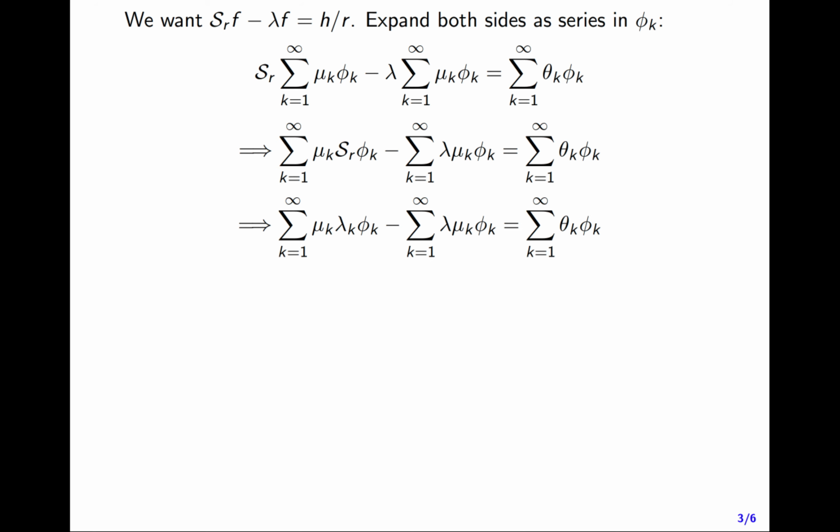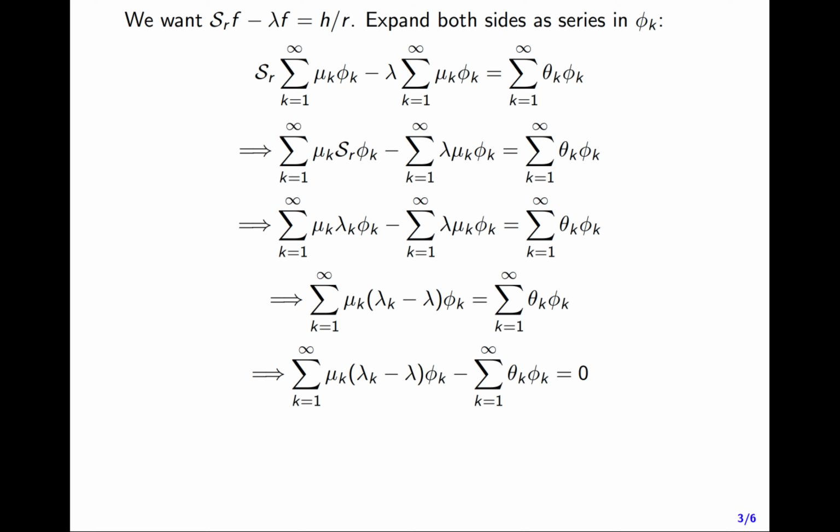Okay, what does S_R do? S_R on phi k, well, this is an eigenvector relation. So now I have the sum from k equals 1 to infinity mu k lambda k phi k, because S_R on phi k equals lambda k times phi k. And then the other two sums remain the same. So let me combine the two sums on the left-hand side now as the sum from k equals 1 to infinity mu k times (lambda k minus lambda) times phi k equals the sum from k equals 1 to infinity of theta k times phi k.